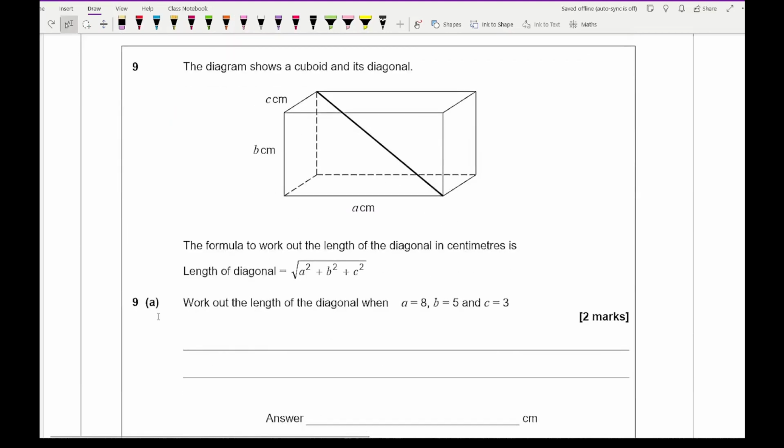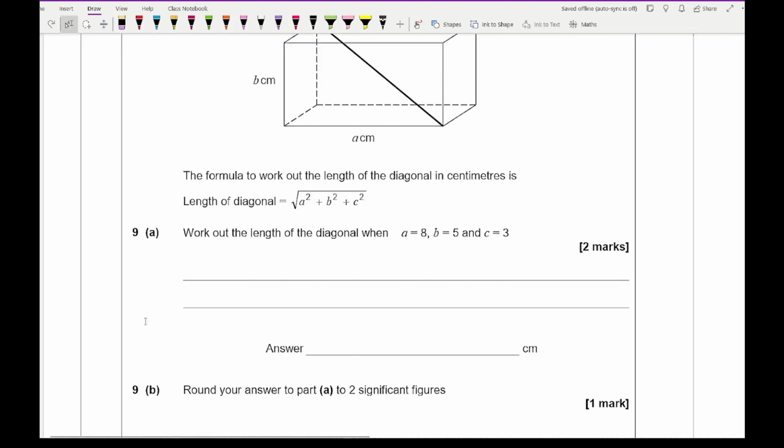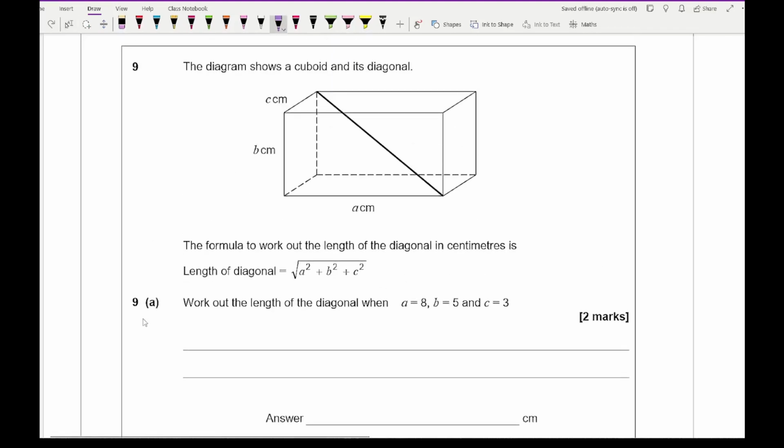Then moving on to question 9, it says that the diagram shows a cuboid and its diagonal. The formula to work out the length of the diagonal in centimetres is a squared plus b squared plus c squared, all square rooted. Work out the length of the diagonal when a equals 8, b equals 5 and c equals 3. So all we're doing is substituting these numbers into this formula.